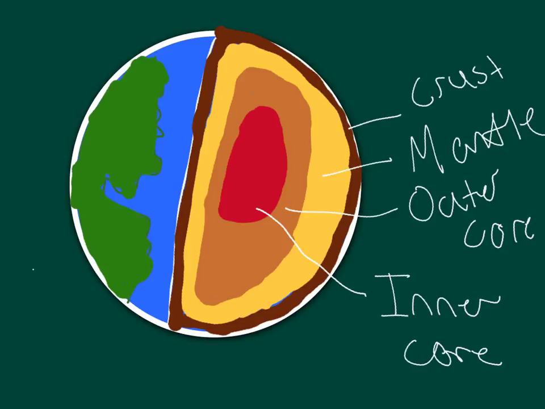The mantle is 1,652 degrees Fahrenheit, which is 2,850 kilometers. The crust is a total of 752 degrees Fahrenheit, which is 5 to 50 kilometers big.